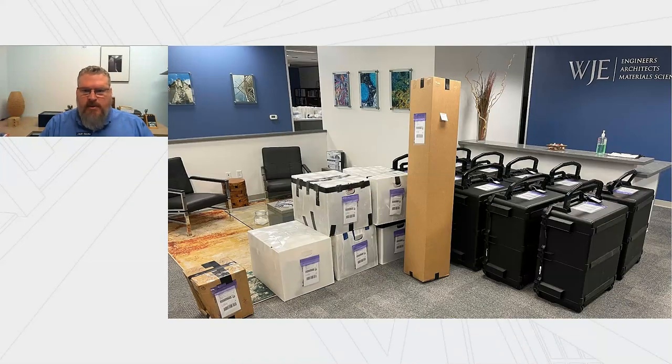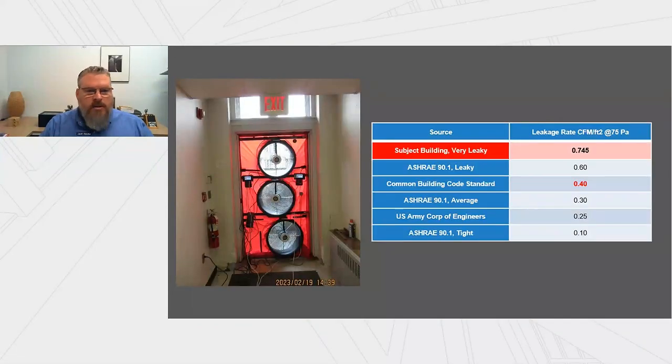So just to give you an idea, this is the equipment that we shipped up just for that test. This was a 10-fan test, so relatively large, but you can see just the amount of equipment that has to be shipped in terms of logistics. In the case of this building, it tested out to 0.745 CFM at 75 pascals.